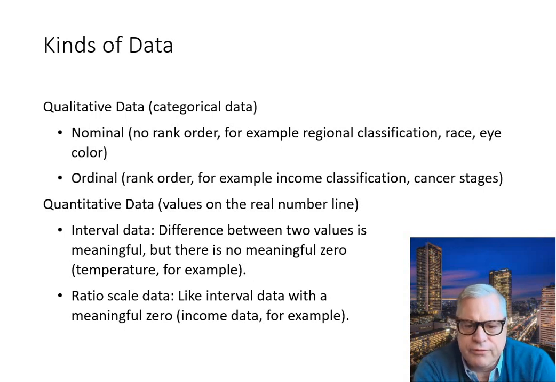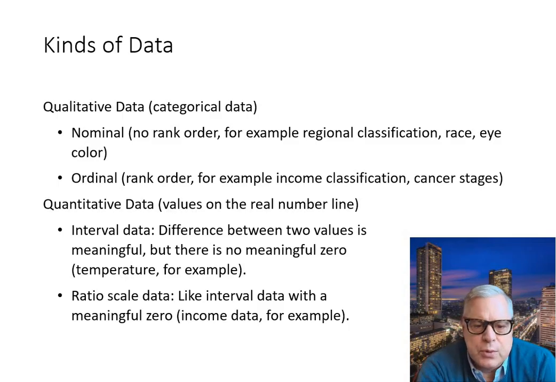Qualitative data is also known as categorical data, and it is something that can be best described by falling into a category. Specifically, we distinguish between two kinds of qualitative data: nominal and ordinal. Nominal data doesn't have a rank order. So, for example, a regional classification between north, south, east, and west, or race, or eye color, those are examples for nominal categorical data. Because there is no rank order, you can't say that blue eyes is more than green eyes, or green eyes is more than brown eyes.